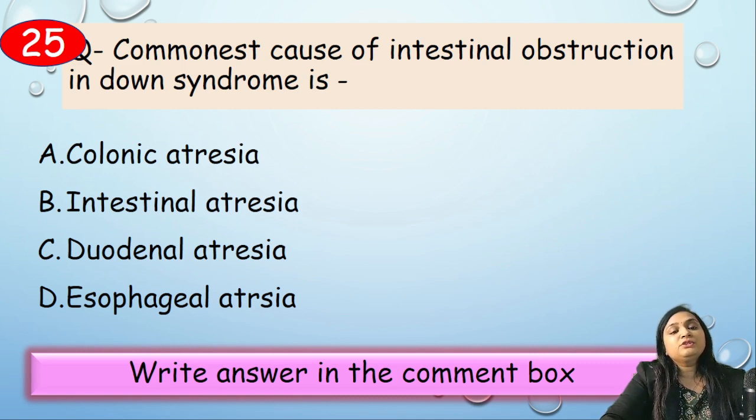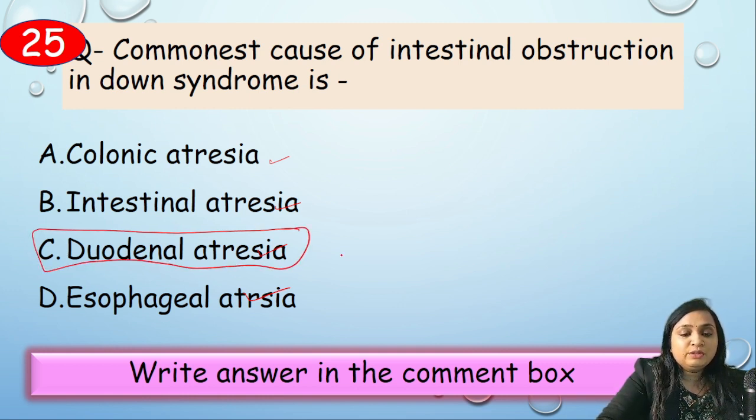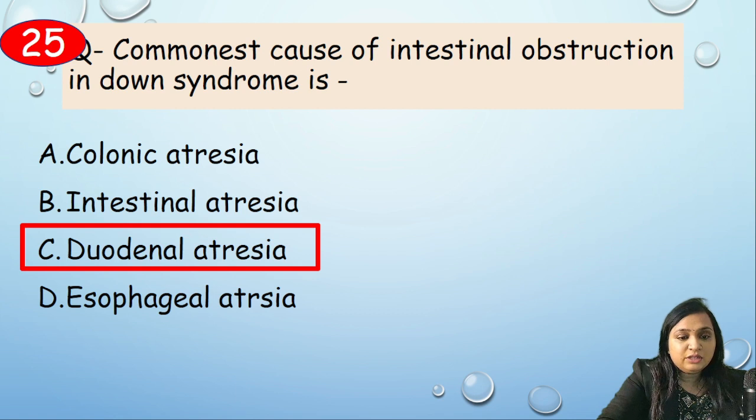The next question is, the commonest cause of intestinal obstruction in Down syndrome is colonic atresia, intestinal atresia, duodenal atresia, or esophageal atresia. The correct answer is, the commonest intestinal problem in a patient of Down syndrome is duodenal atresia, and it can lead to intestinal obstruction. So the correct answer is duodenal atresia.